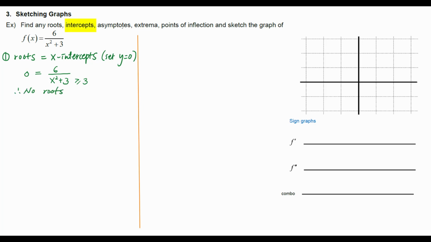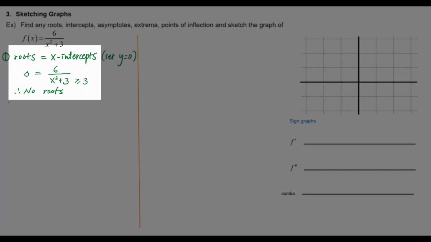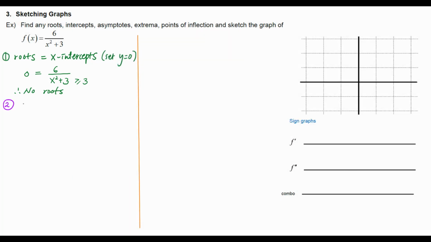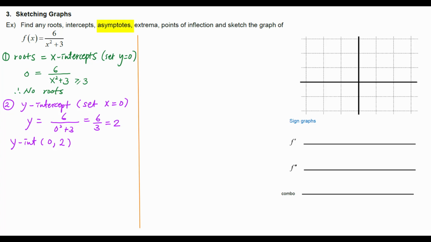Secondly, it's asking you to get intercepts. Since there's no x-intercept, all you have to do now is find the y-intercept. And how do you find the y-intercept? Yes, set x equals 0. So you get y equals, since f of x is equal to y, 6 over 0 squared plus 3, which is 6 over 3, so it is 2. So when x is equal to 0, y is equal to 2. And this is your y-intercept.